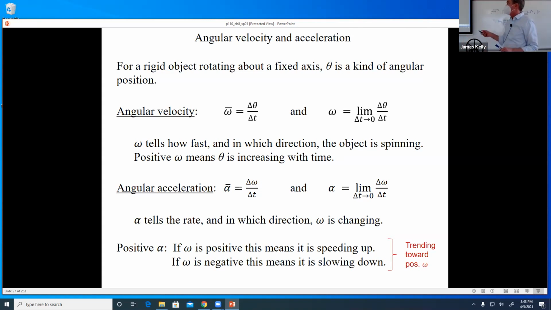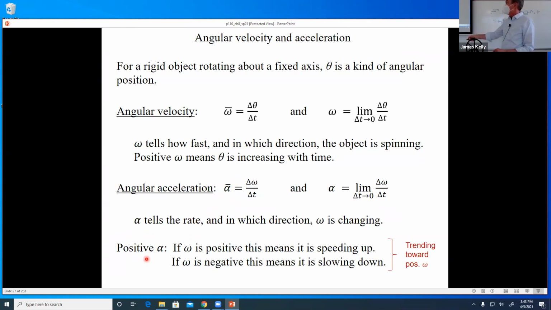Now, just to make sure, we're not talking here about the direction of the good old acceleration. Here we're talking about angular acceleration. Okay, so it's different than linear acceleration, but it tells us about how fast and in which direction the angular velocity is changing.